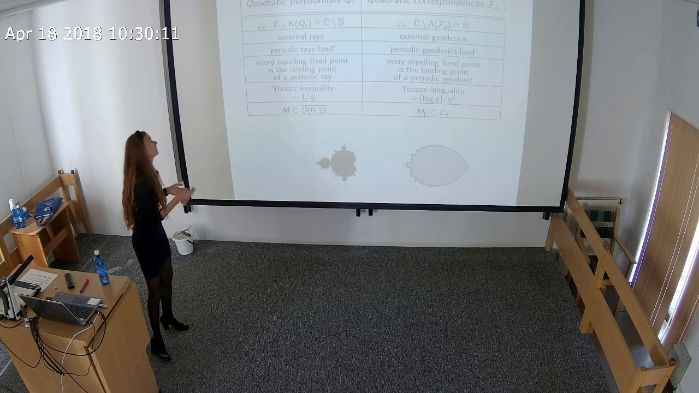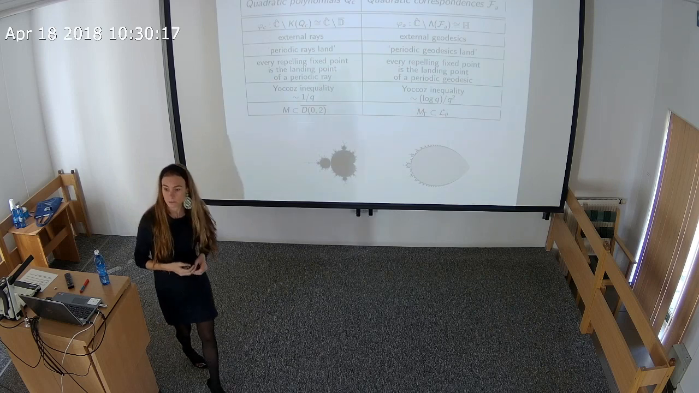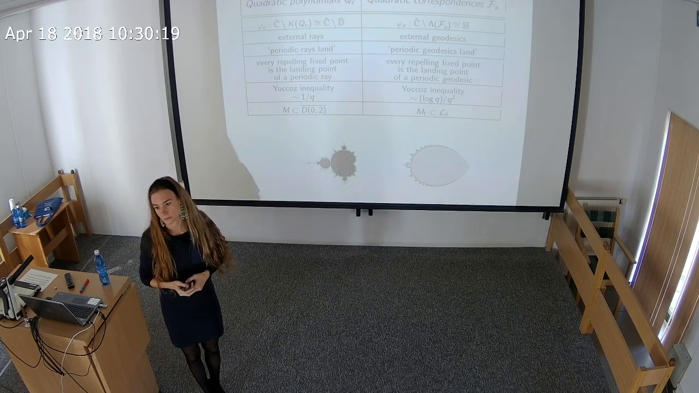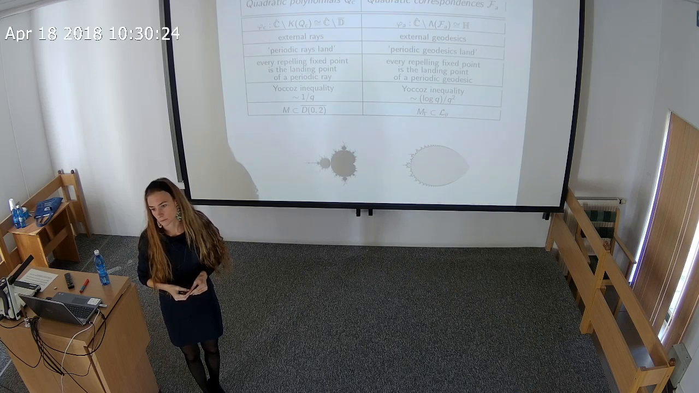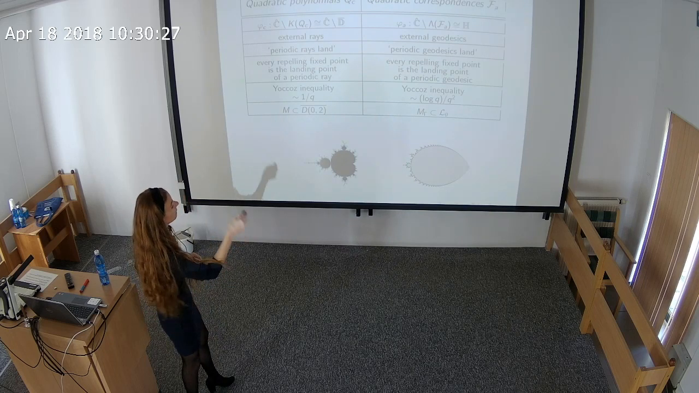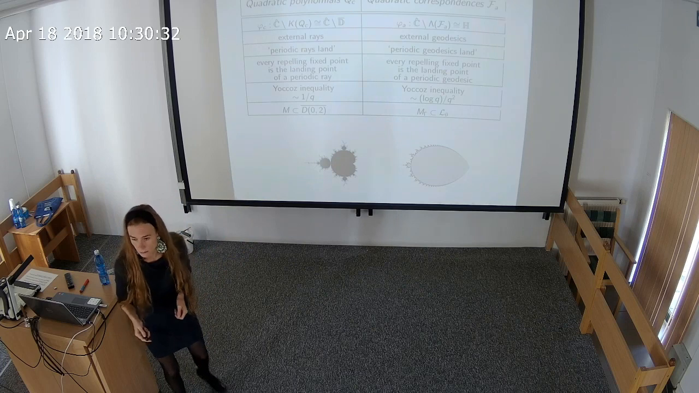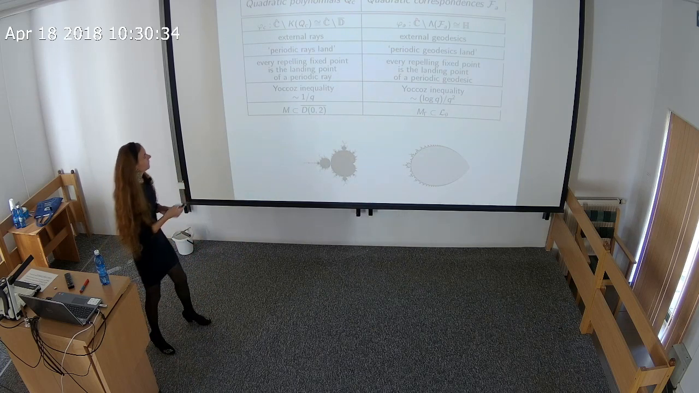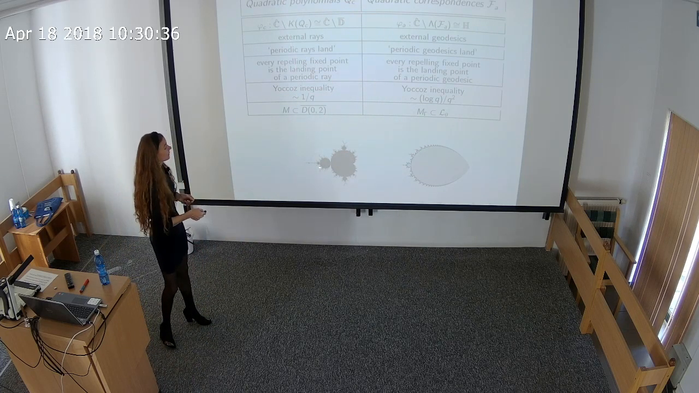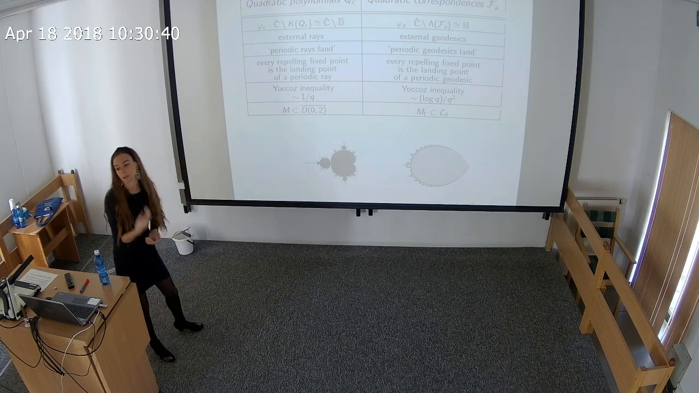But moreover, for quadratic polynomials, you have a Yoccoz inequality. Yes? So if the repelling fixed points are landing points of periodic rays and periodic rays land, you need to assume that the set is connected, and what is the assumption for quadratic correspondences? Well, if you are in the connectedness locus, your limit set is connected. So that is the same. You have a Yoccoz inequality in the case of quadratic polynomials, and we prove a Yoccoz inequality in our case.